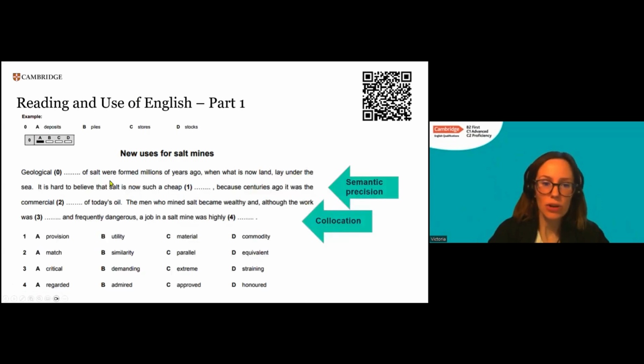So let's look at an example here of what we mean. In the case of the first gap, we may be looking at semantic precision. That's what I think. And then, for example, number 4, we can see an example maybe of a collocation.